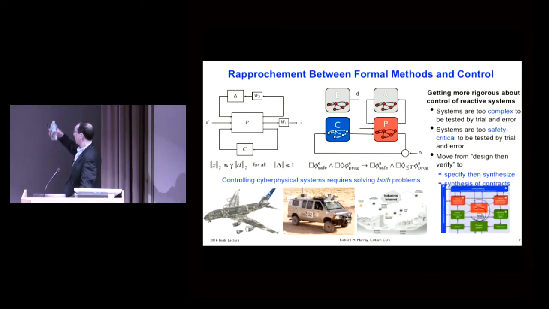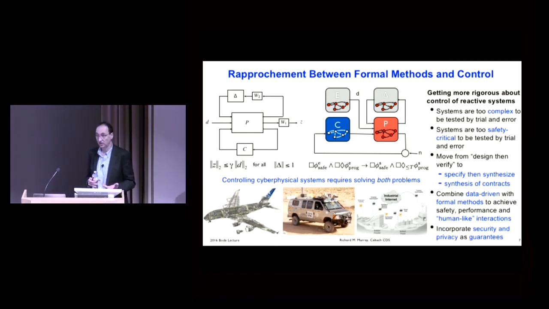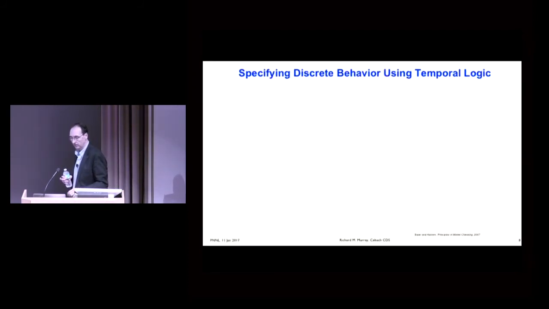So I think there are lots of interesting directions there to think about. And then, as if that's not enough, I think there are things that link back to some of the areas that I said before that we need more emphasis on. So how do we think about data-driven methods for doing this? How do we think more about human-like interactions? And of course, how do we include security and privacy as guarantees in this framework? So I think these are all areas in this kind of combining of ideas from control theory and formal methods where the two of them together can do very powerful things.